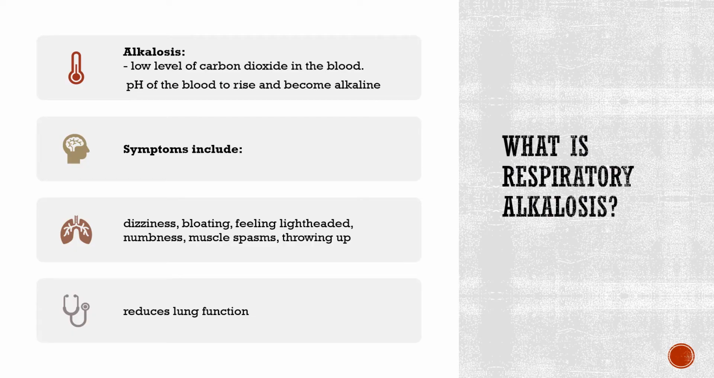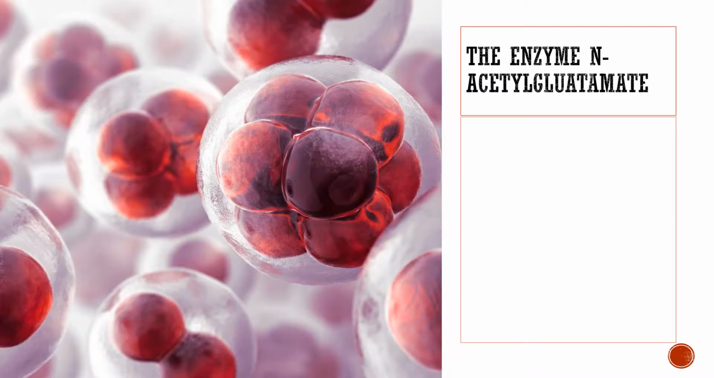Alright, so first off, we have to start with what is respiratory alkalosis? It means a low level of carbon dioxide in the blood, and the pH of the blood begins to rise and become more alkaline. The symptoms include dizziness, bloating, feeling lightheaded, numbness, muscle spasms, throwing up, and overall it reduces lung function. It's caused by breathing heavily, so it would make sense that it has low carbon dioxide in the blood. Ultimately this can be a very serious problem, and if prolonged, more serious factors can be affected.